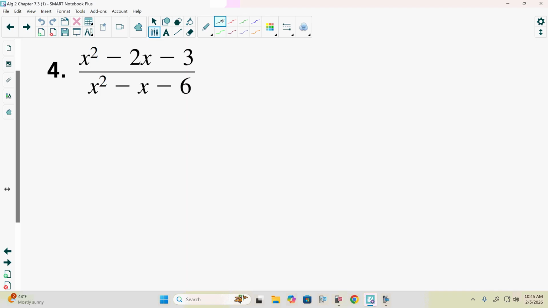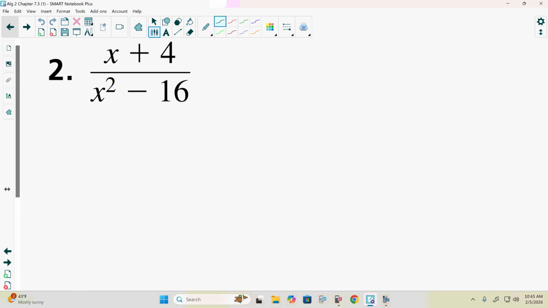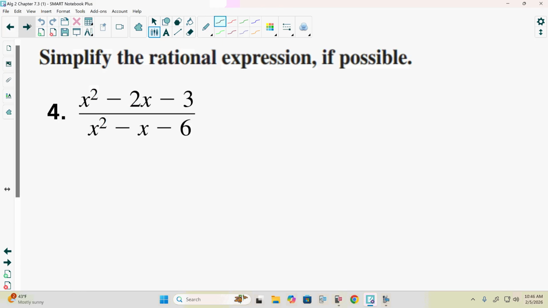And this here is the last one that we did, or the one before it, x minus 4 over x squared minus 16, or x plus 4 over x squared minus 16 is the one we finished on Tuesday. So we look at this here, x squared minus 2x minus 3 over x squared minus x minus 6. We need to simplify it as far as possible.